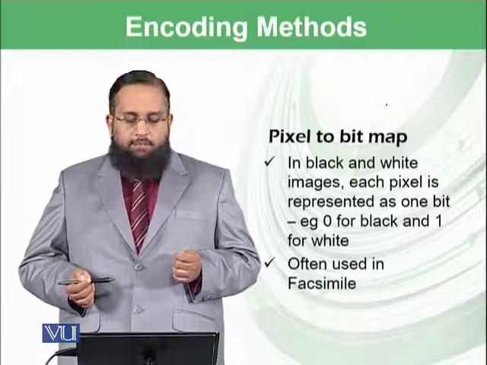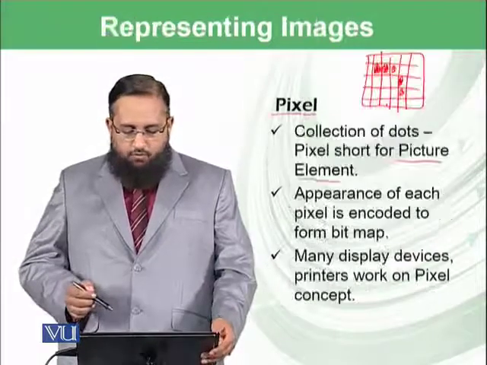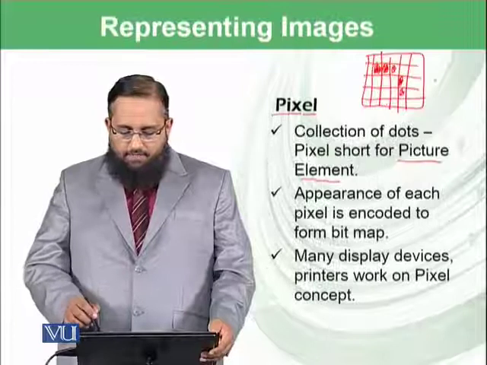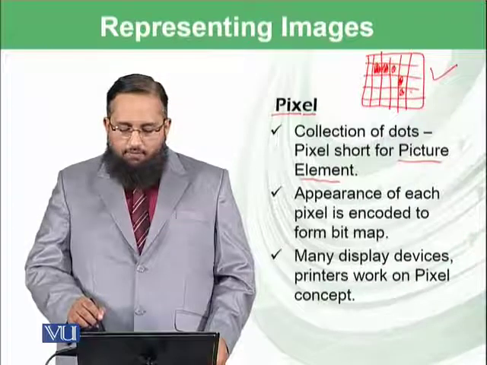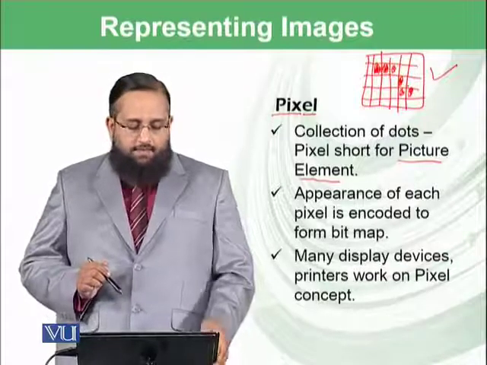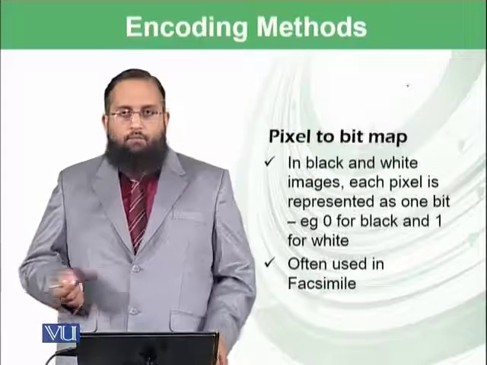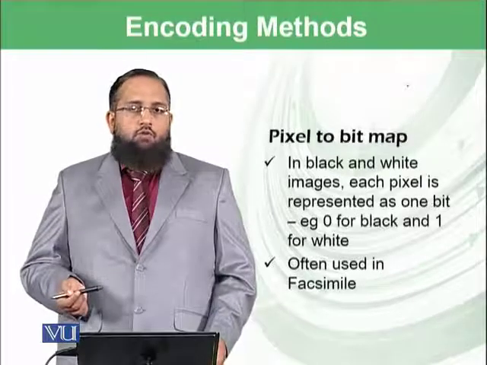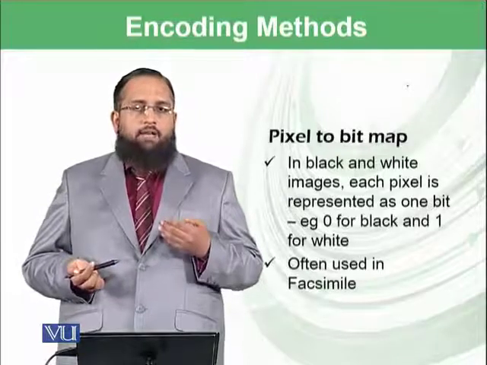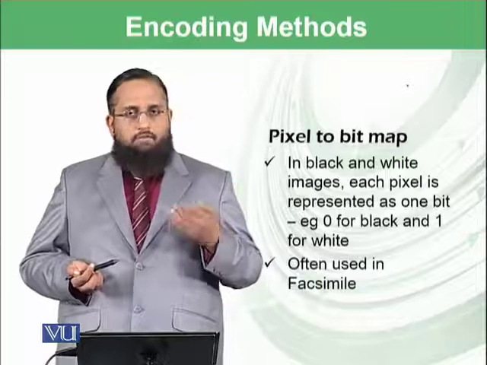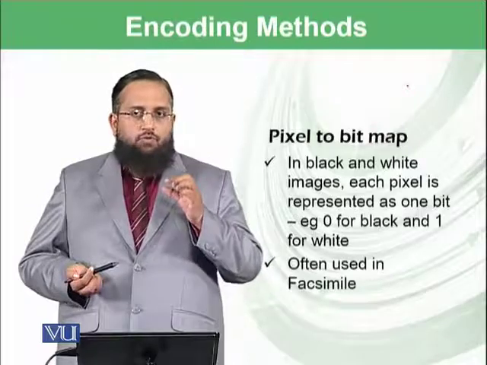In black and white images, each pixel is represented as 1 bit. This means to display such a bitmap on a black and white screen, you just need 1 bit for each pixel. If it is black, you can store 1 against it, and if it is white, you can store 0 for it. Then the device is going to read that bitmap in the form of zeros and ones.